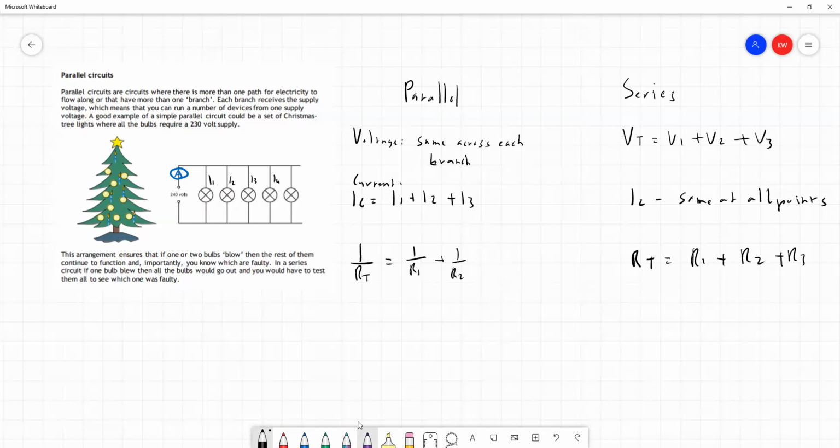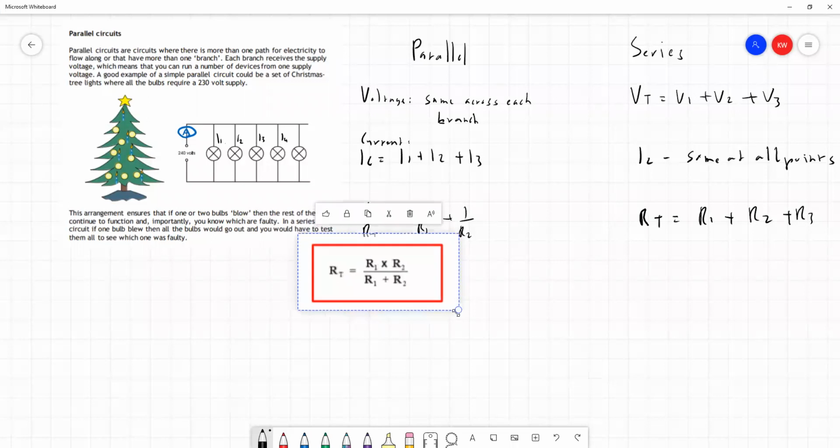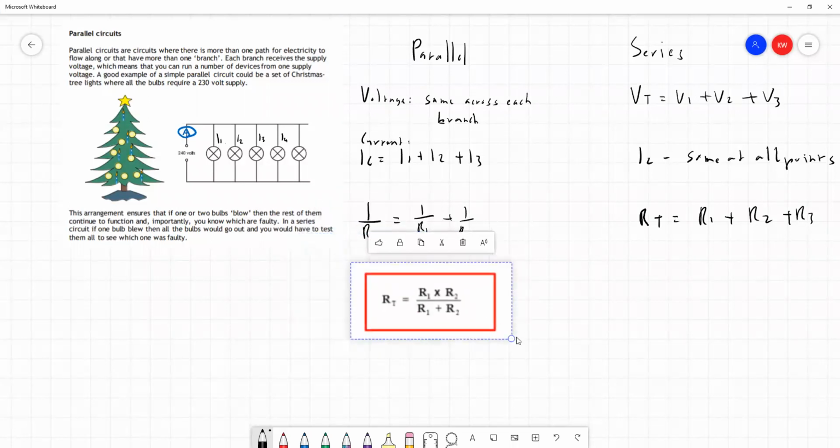And what's further good news is, rather than having to rearrange this to get a formula that's nice and neat for getting the total resistance, we're given one in the course notes, and this is the formula here. So the total resistance in 2 parallel branches in a parallel circuit is given by this formula here. Total resistance is equal to R1 times R2 divided by R1 plus R2, and we're making a lot of use of that formula.